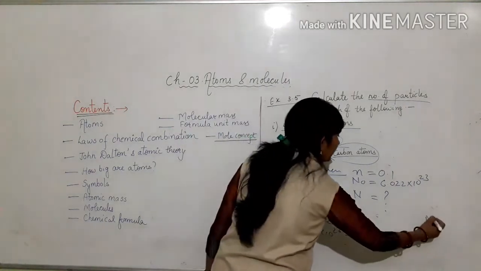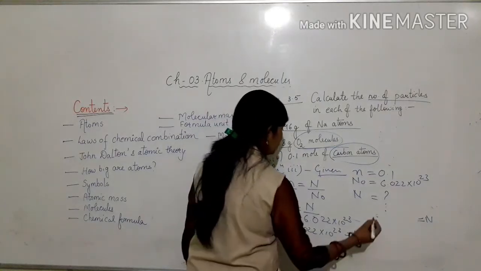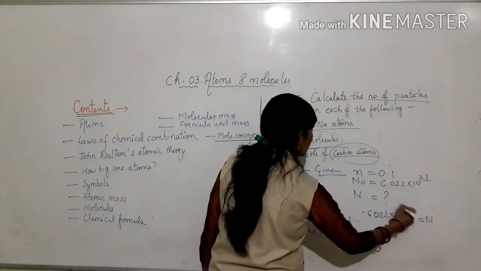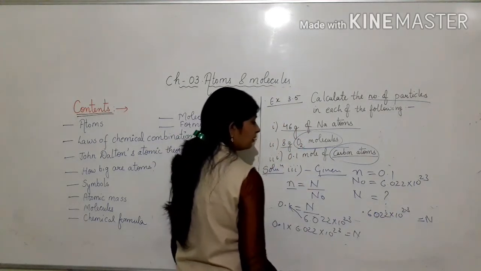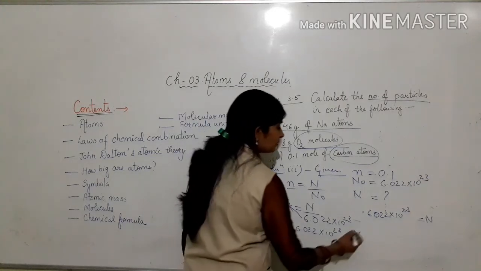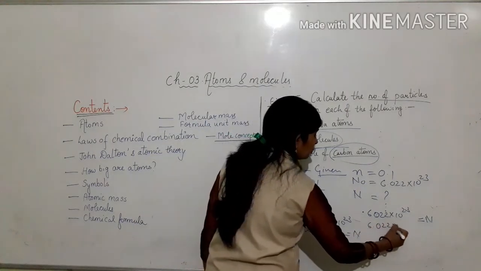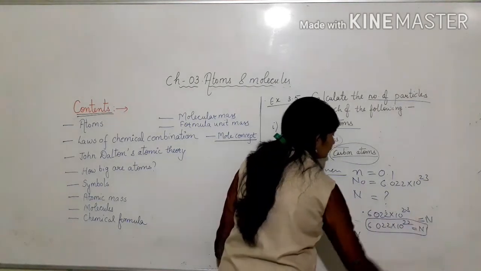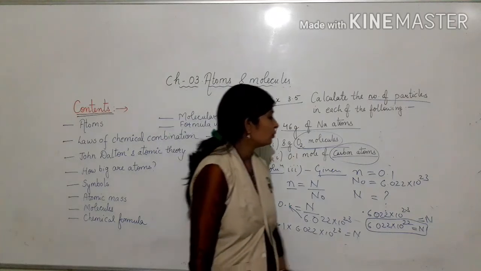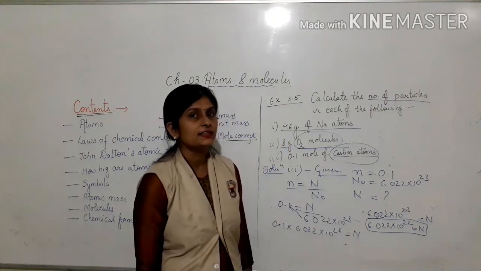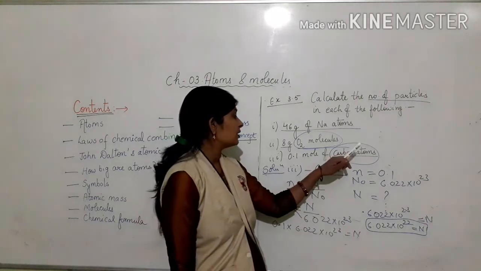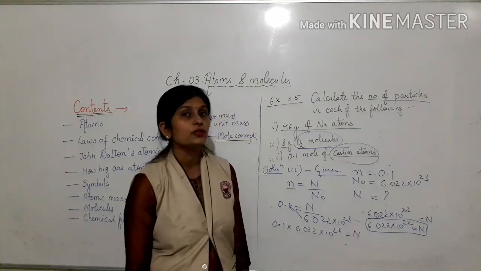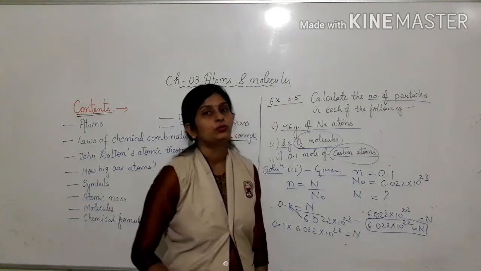Now N is equal to 0.6022 into 10 to the power 23. Okay, we can write it as 6.022 into 10 to the power 22. Okay, so what is the number of particles, or number of carbon atoms, present in its 0.1 mole? That is 6.022 into 10 to the power 22.